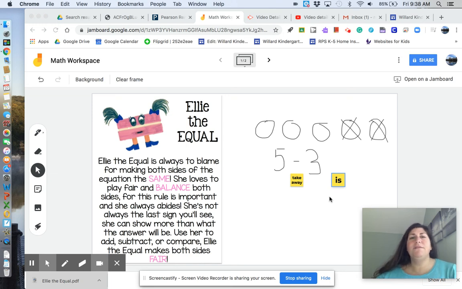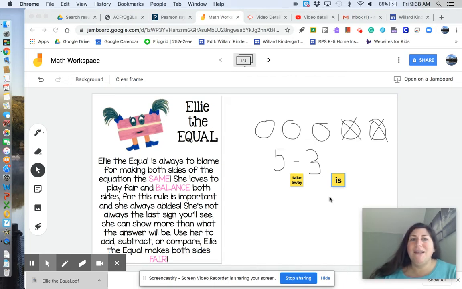Hello, kindergarten friends. So today we're going to be talking a little bit more about math. Yesterday, you learned a bit about Linus the minus and taking away and that symbol that we use for subtraction. Today, we're going to be talking about Ellie the equal because we're going to be writing full equations today. And when you have an equation, you always have Ellie the equal.